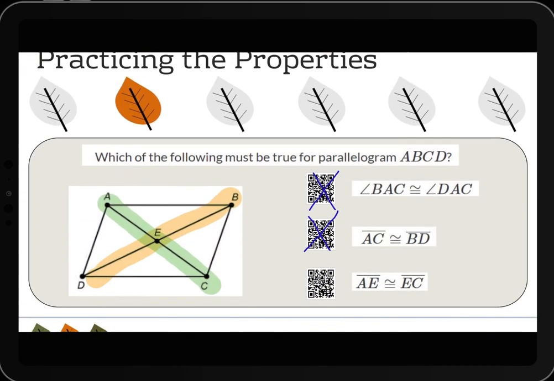The last one is AE is congruent to EC. So AE is congruent to EC. This actually is true because we know the diagonals bisect each other. So this half does equal that half, and this half equals that half. So this is going to be the option we want to select.